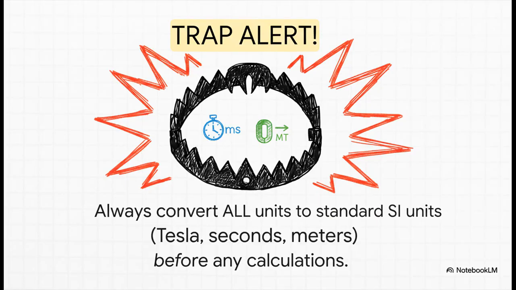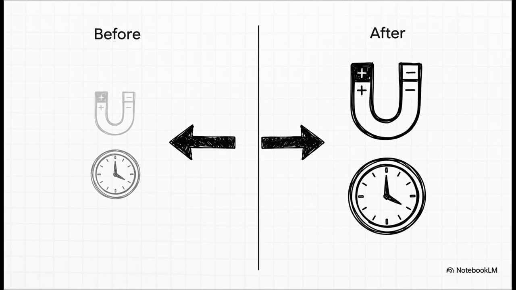Whoa, stop right there. Before you touch a single number, this is a massive trap alert. You absolutely must convert everything to standard SI units first. Milliseconds have to become seconds, and milliteslas have to become teslas. This is such a common way to lose points, so please don't fall for it. So, let's just do it. 30 millitesla becomes 0.03 Tesla. 20 milliseconds is 0.02 seconds, and 40 milliseconds is 0.04 seconds. Okay, now that our units are all playing nice, we can actually solve this thing.